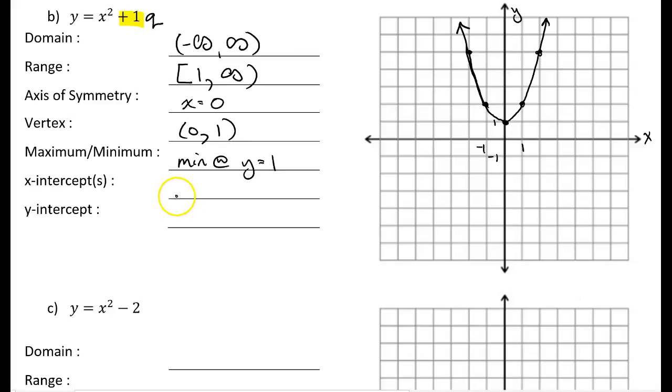X-intercepts, now I no longer have any intercepts for my x-axis, so I write none. Do not write 0. That is wrong because 0 is a possible value for your x-intercept, as we saw in the previous question. So don't write 0, write none, or no real roots is a better way of wording it. Okay, our y-intercept, we do still have one of those. It is going to be 1.